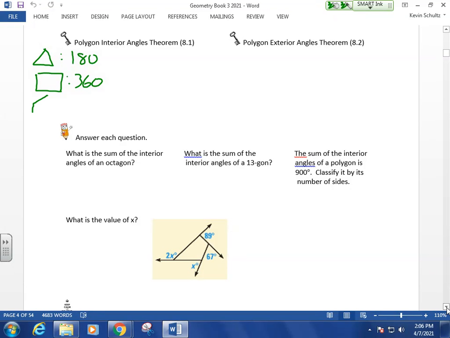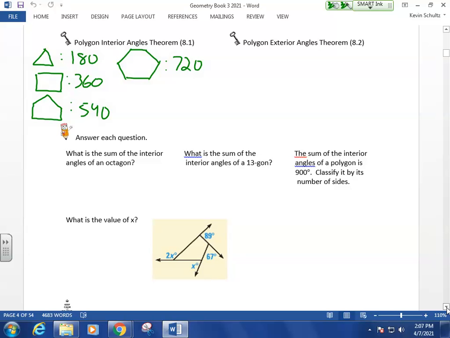What about a pentagon, a five-sided shape? Anybody know what the sum of the interior angles is there? Yeah. 540. It's going up by 180. What about a hexagon? The sum of the interior angles of a hexagon. Evan, 720. I heard someone say the pattern. What's the pattern here? It just goes up by 180. Goes up by 180.